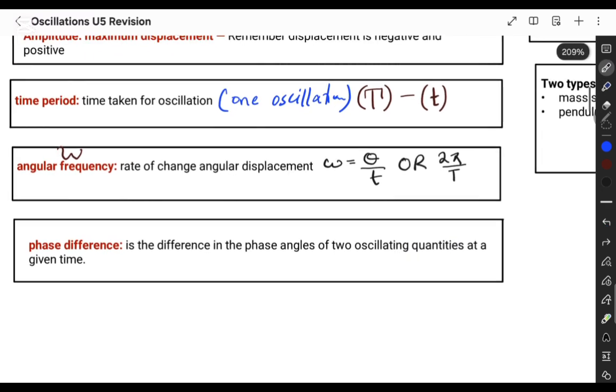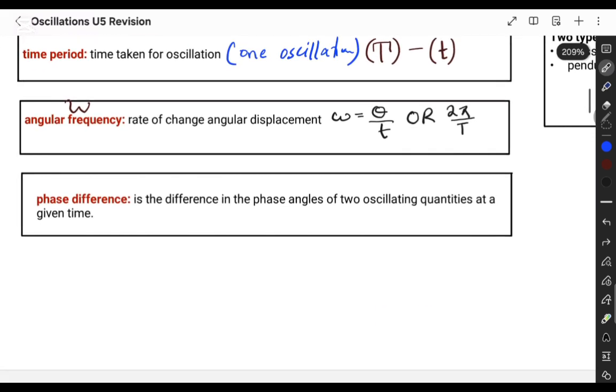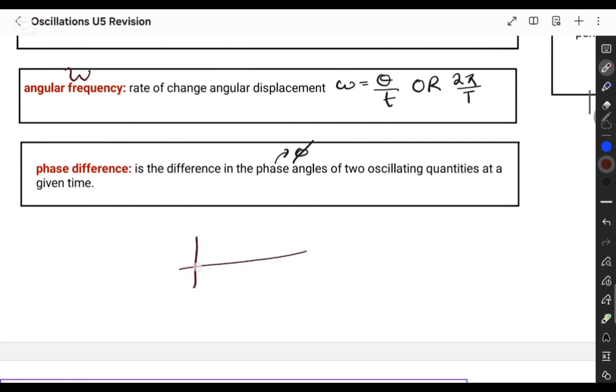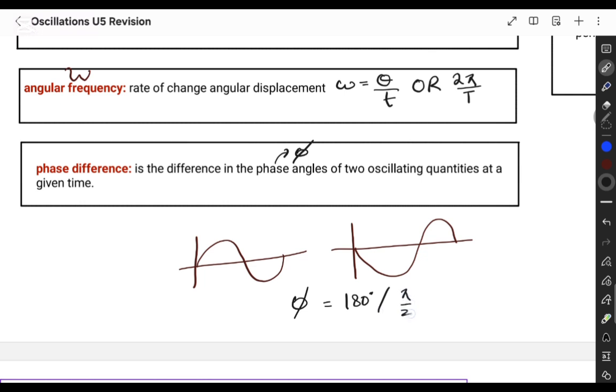Next is a word that you might have seen in your wave chapter. That is phase difference. Okay, phase difference is the difference of phase angles of two oscillating quantities at a given time. So for example, I'm going to draw this wave, and then I'm going to be drawing this oscillating wave. The phase difference between both of them is going to be 180 degrees, or pi radians actually. Right?